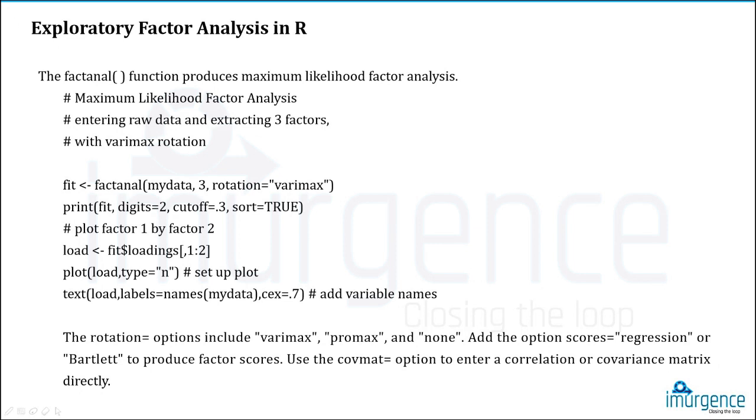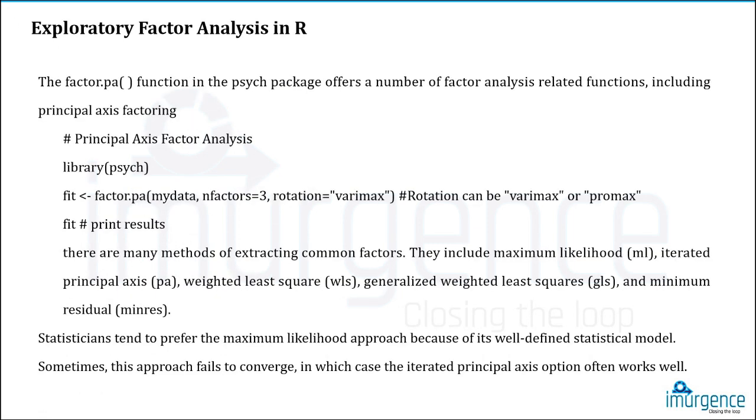You can check the same things as you did in the previous case. Principal component analysis and factor analysis come very close to each other, because we are dealing with dimensions here. So the loadings can be checked, and the plots can be done in the same way as before. The rotation options include varimax, promax, none. There are other options too: when you want scores, you can use regression or Bartlett to produce factor scores. You can use the covmat option to enter a correlation or covariance matrix. In the previous case, you had said cor equals true or false; in this case, you can specify covmat, whether it is a correlation or covariance matrix.